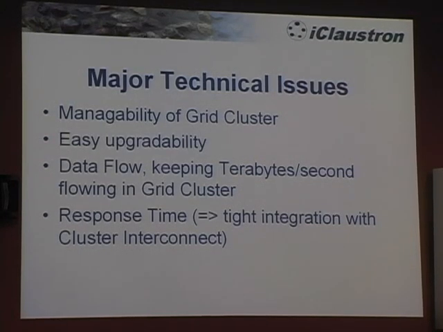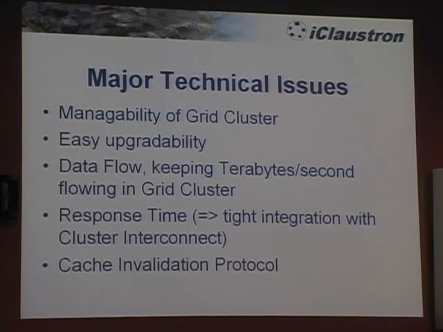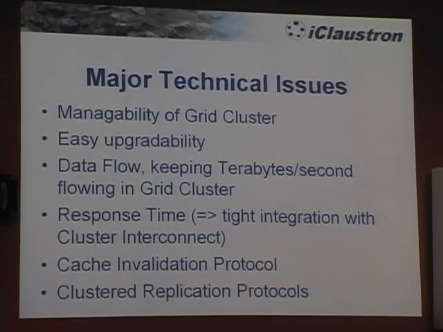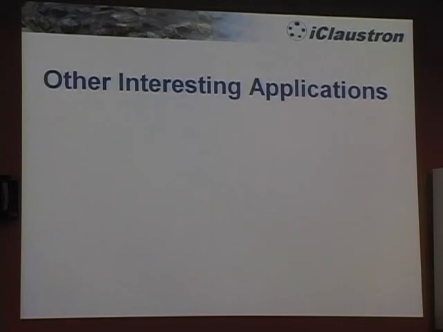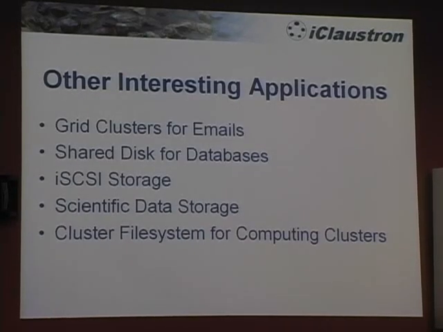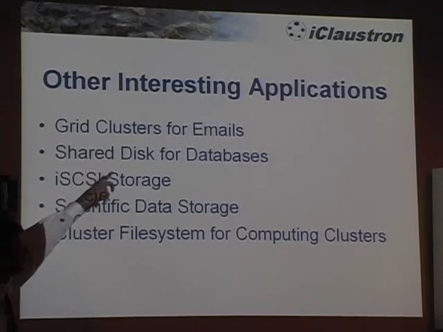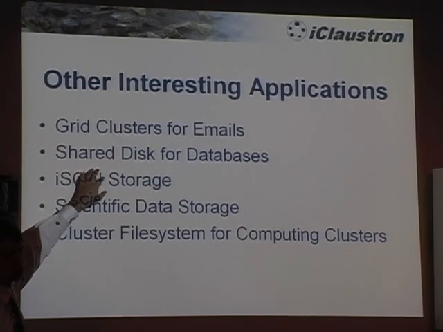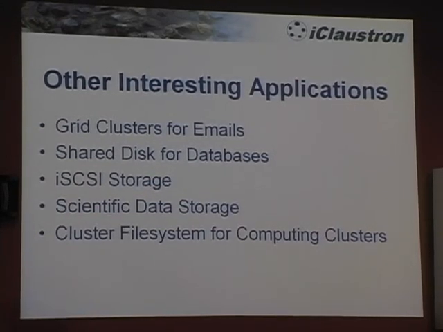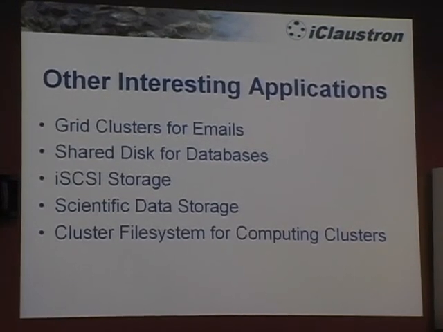Response time. To get response time down means that you need to tightly integrate it and the cache invalidation protocol. And then other interesting applications, emails, like Gmail, shared disk for databases. That's one of the reasons why I also think a lot about the update stuff that for genealogy application obviously isn't interesting, but if you use this file system, for example, to run an Oracle or something like that, then obviously you want to think about things like that. And these are pretty obvious places to put clustered file system as well.